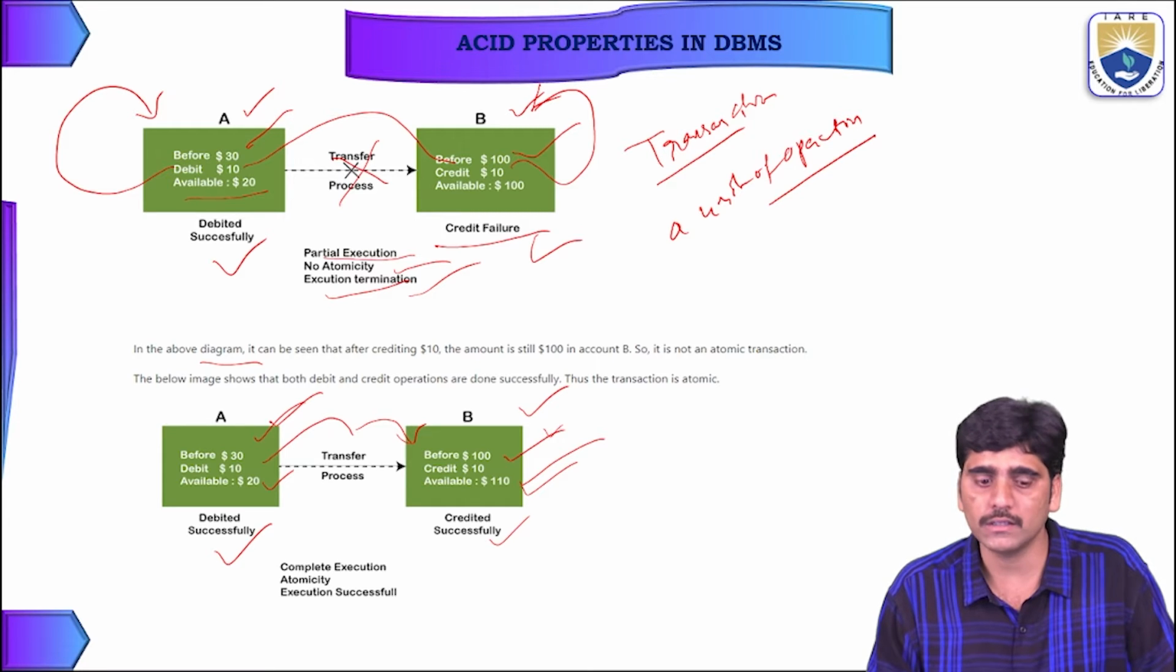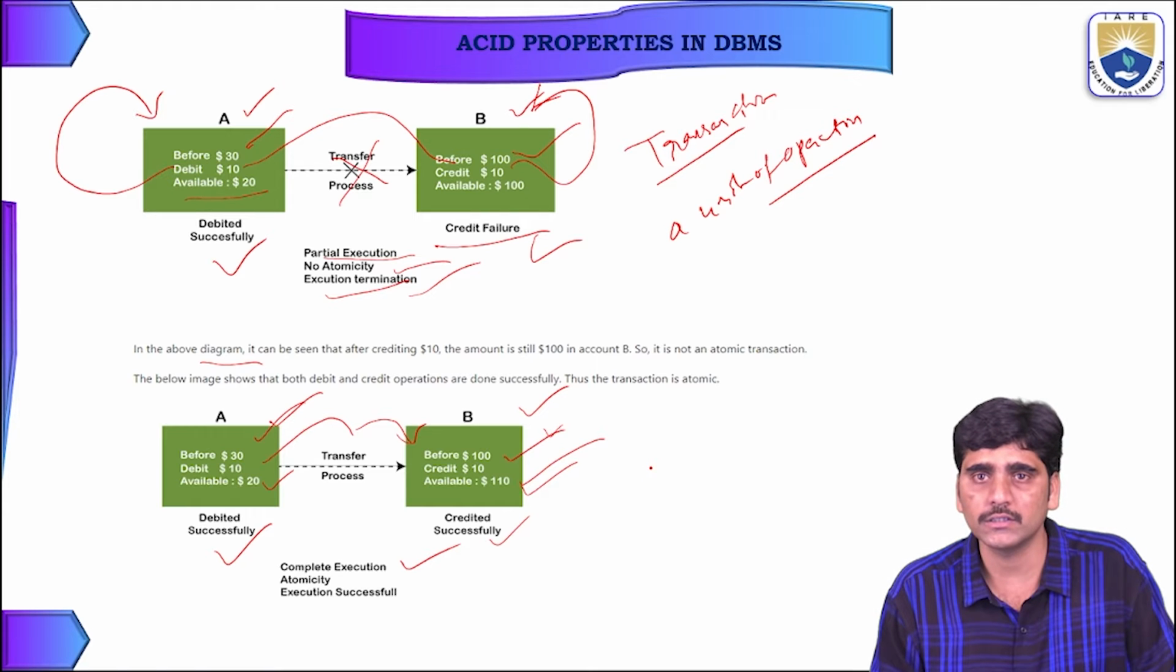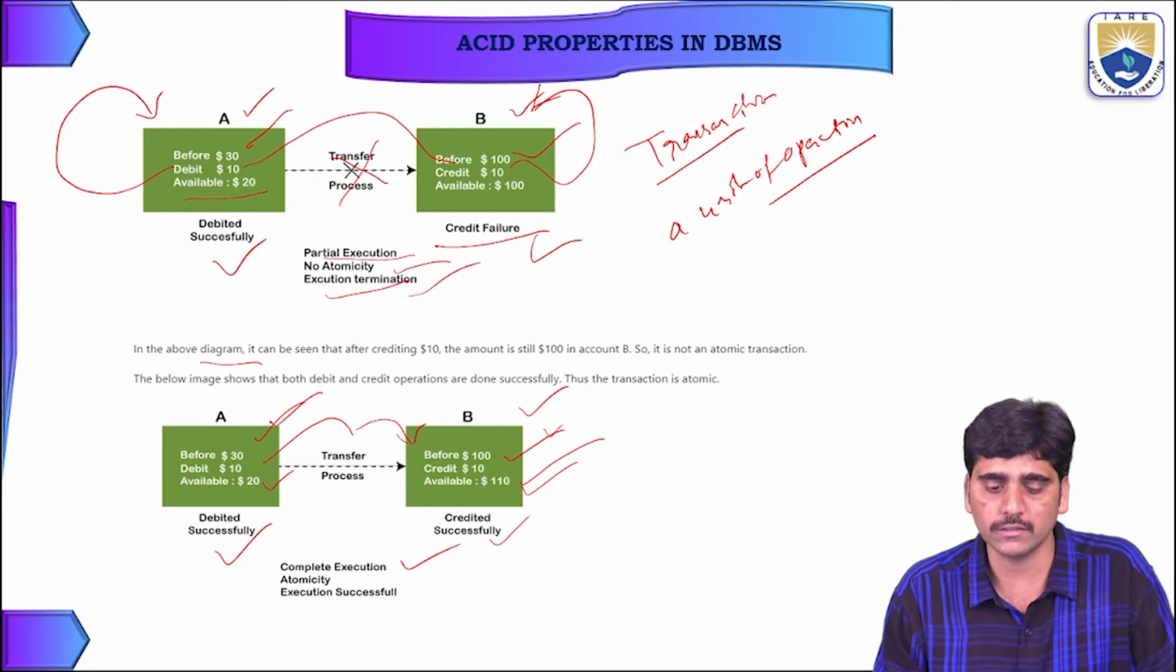So the sender sends data successfully to the receiver side, and the receiver confirms that the data is successfully received. So this is complete execution, atomicity execution is successful. If the operation is not completely successful, then the atomicity property is not satisfied.